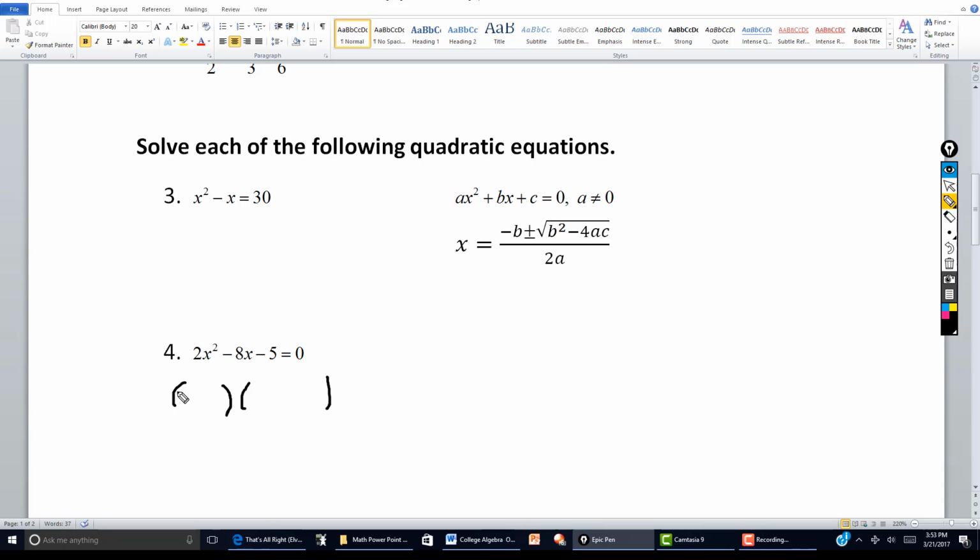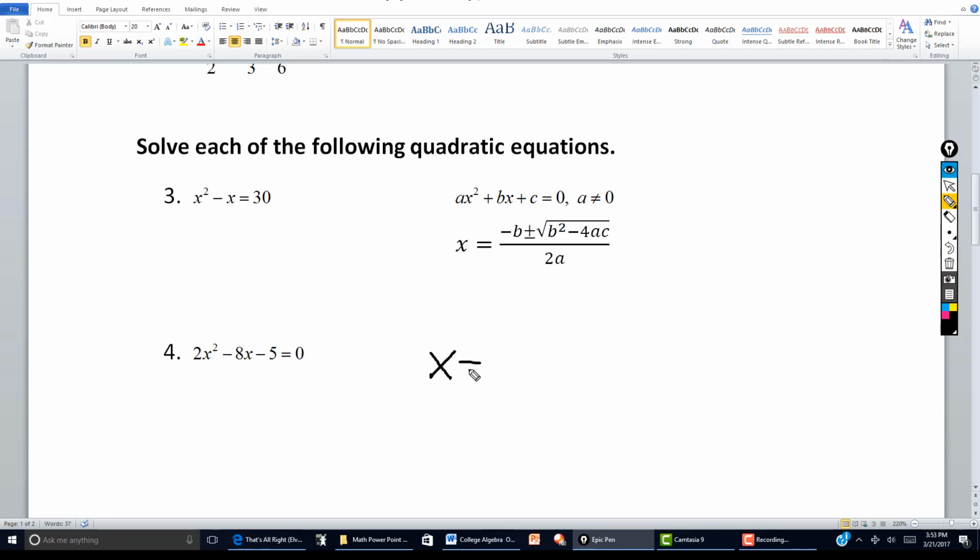One side is 0, so the only option I have here is to put a 2x right here and an x here. And because the third term is negative, one of these signs has to be positive, the other one has to be negative. So I have a plus and a minus, or a minus and a plus. And the only combinations of 5 that I could use here is a 5 and a 1, or a 1 and a 5. But there's no way I'm going to get a -8 for the middle term, so this is not going to work. Okay, factoring won't work. So I use the quadratic formula.